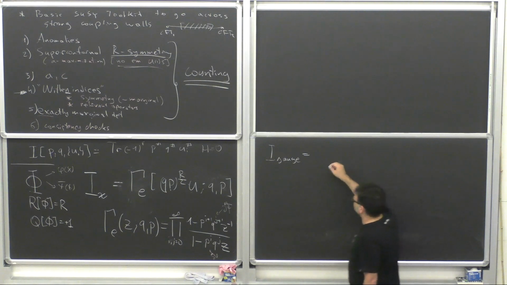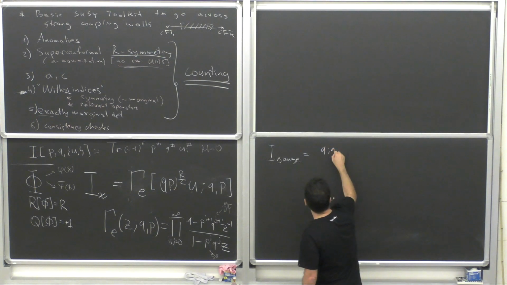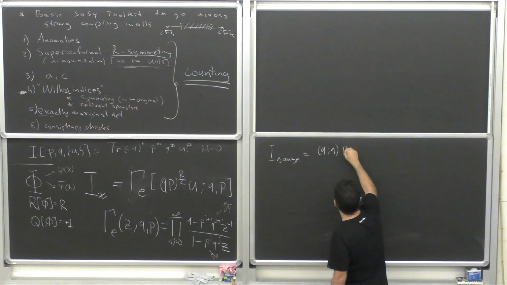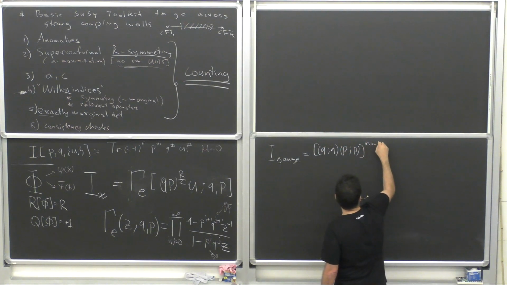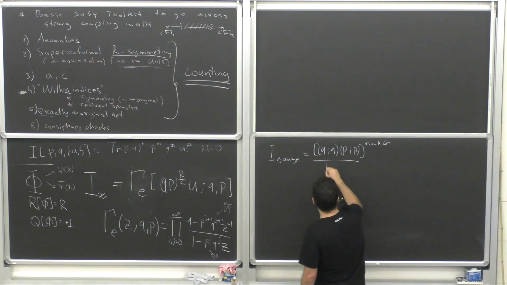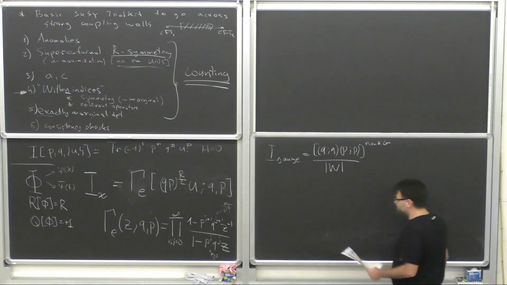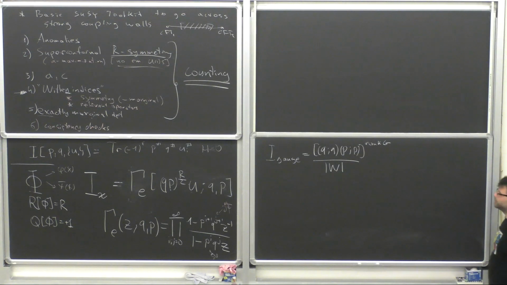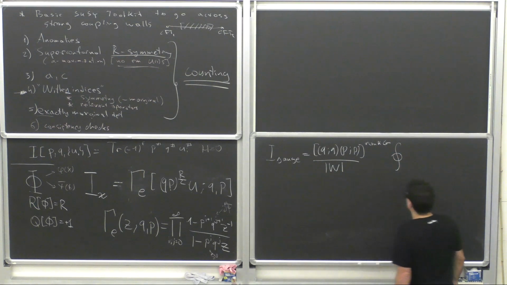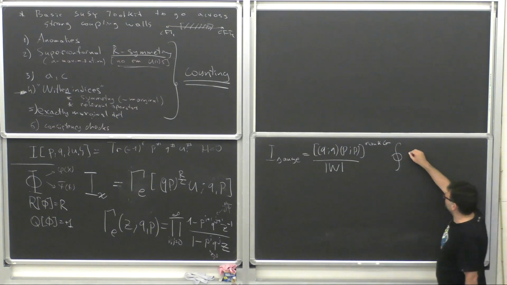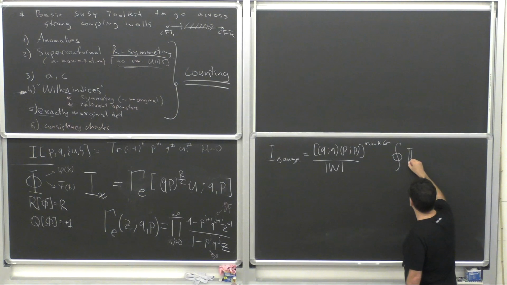So there will be something like that. There will be a contribution that I will denote by (Q;Q)(P;P) to the power rank of G. There will be 1 over the dimension of the Weyl group, which I will denote like that. And then there will be some kind of a contour integral over the Cartan generators of the group. So it will be product from i to the rank of G of dz_i over 2 pi i z_i.